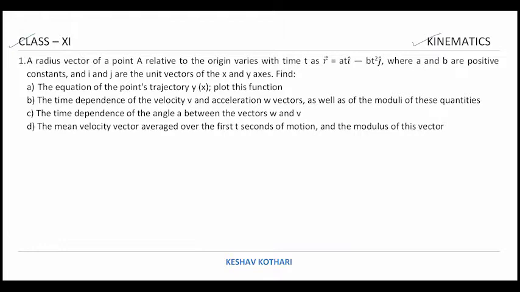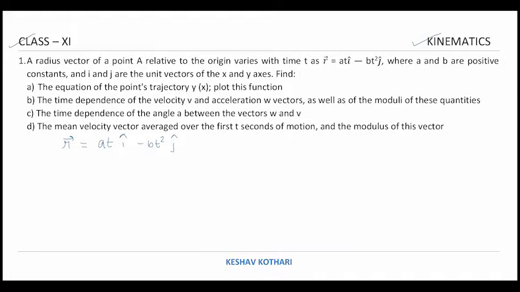The first one: the radius vector of a point A relative to the origin varies with time t as r = at i cap minus bt² j cap, where a and b are positive constants and i and j are unit vectors of the x and y axis. Find the equation of the point's trajectory and plot this function.